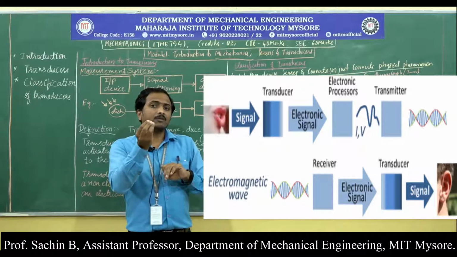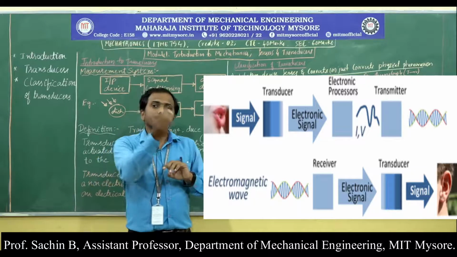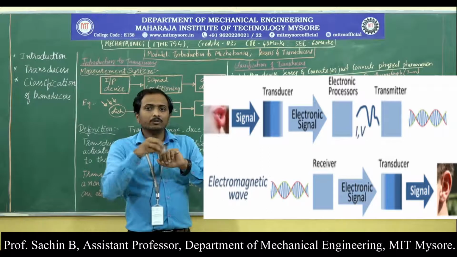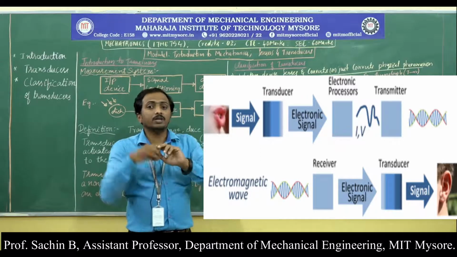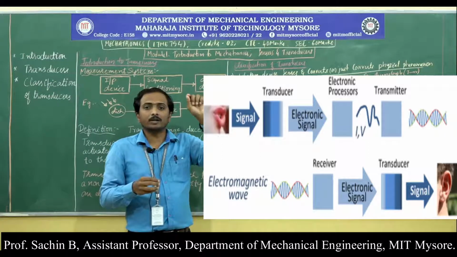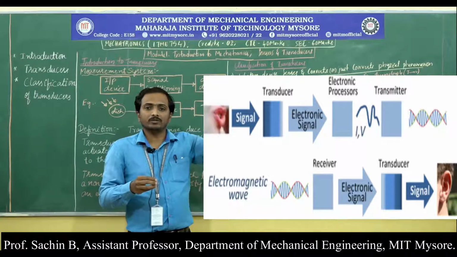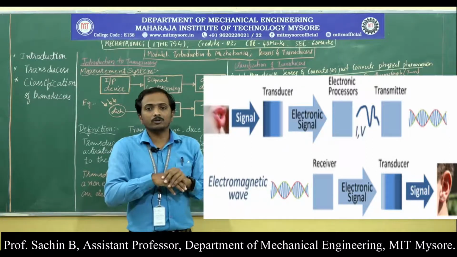Means after conversion to electromagnetic waves, that signal again reaches the other mobile, where the receiver will transform it into the required form. Again that signal is transferred to sound waves. Means the main objective is sound waves get transmitted as electromagnetic waves, and again electromagnetic waves are received as sound waves. Means a lot of transformation will happen with the help of electronic processors.